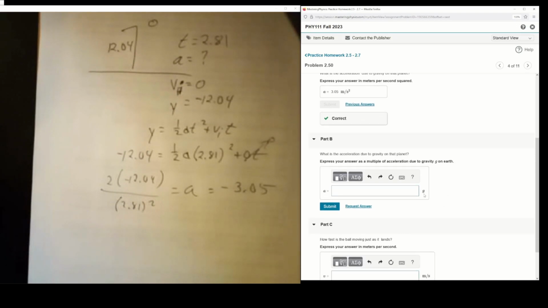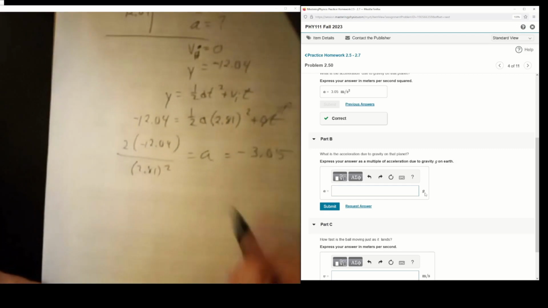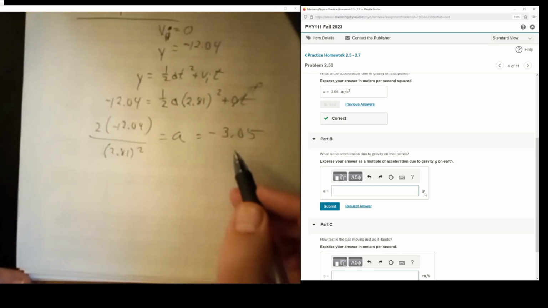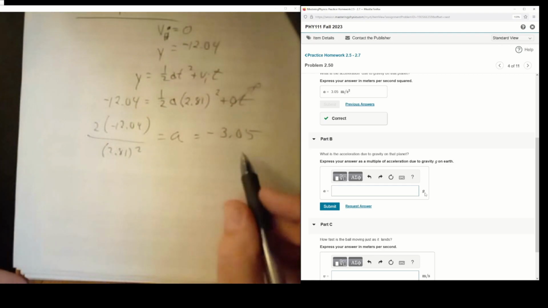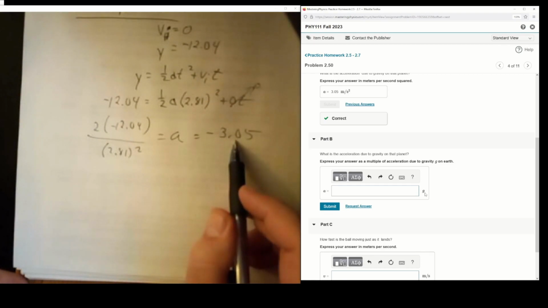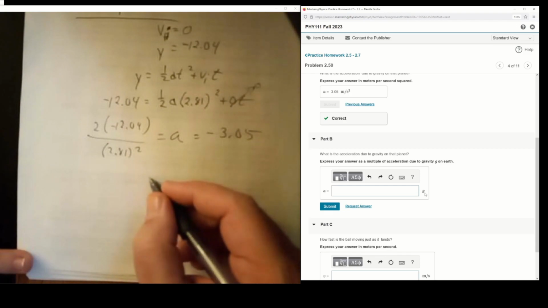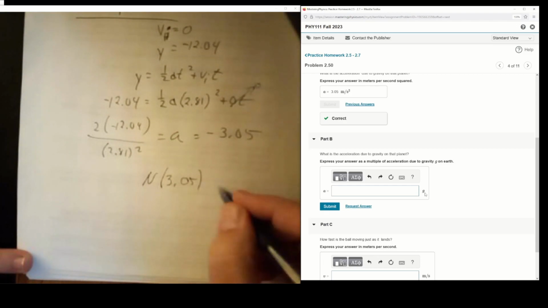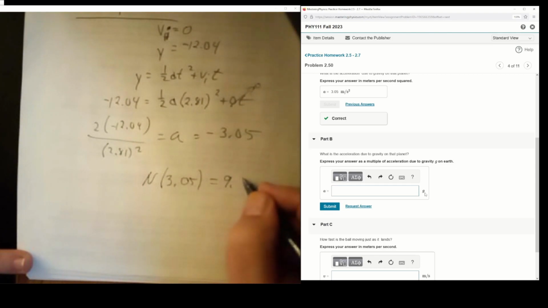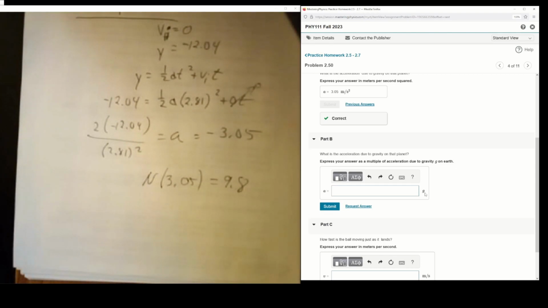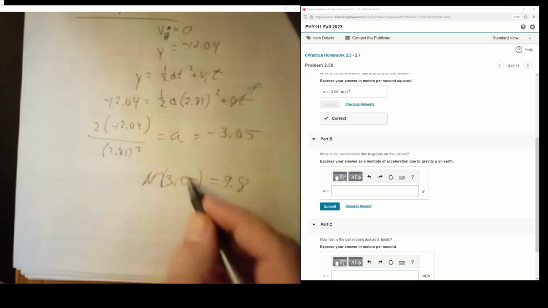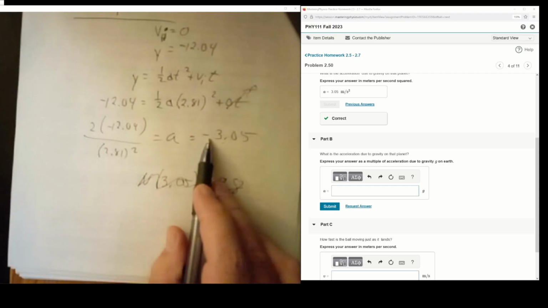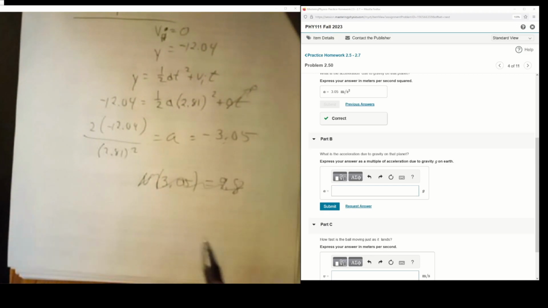All right, so now they want it in terms of g. So we have this acceleration, 3.05. We've got g. We want to know how many g's this is. So in other words, some number times this 3.05 equal 9.8. Well, I actually expressed this wrong. My brain is still broken. That Mastering Physics didn't take a minus sign there.